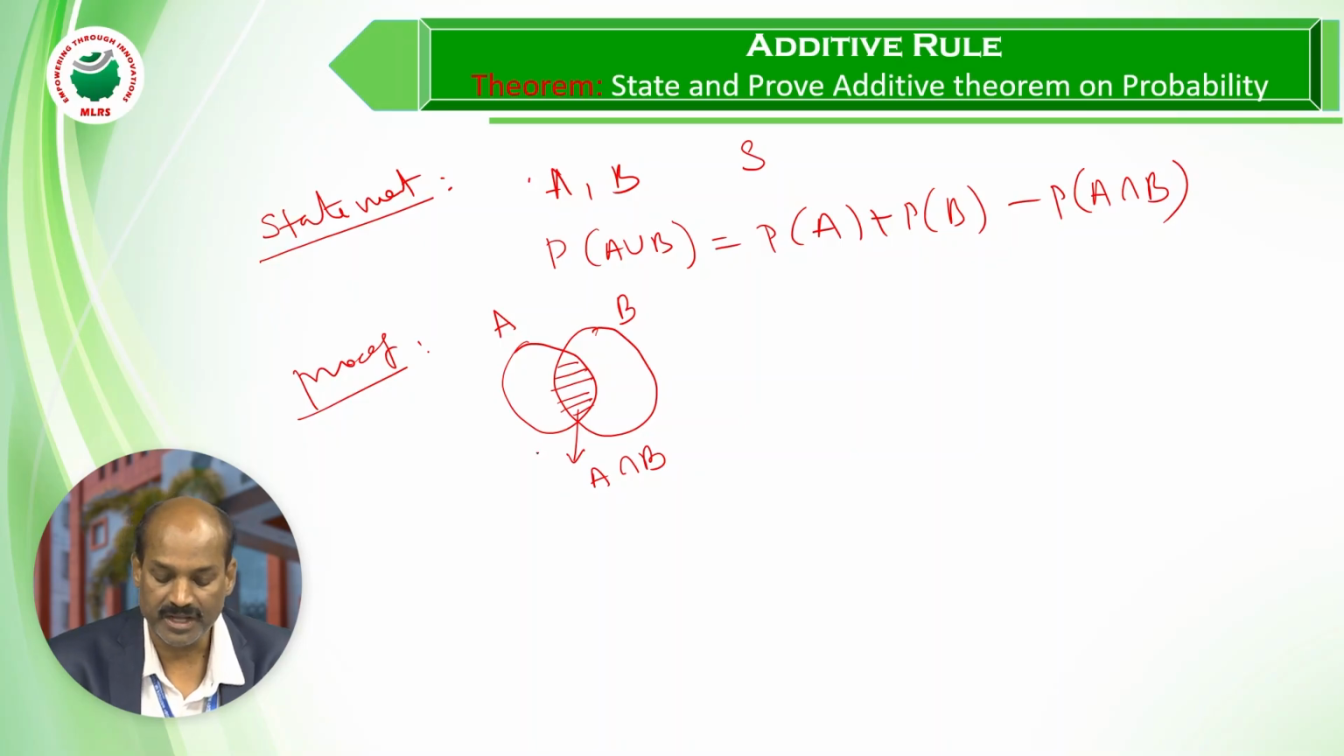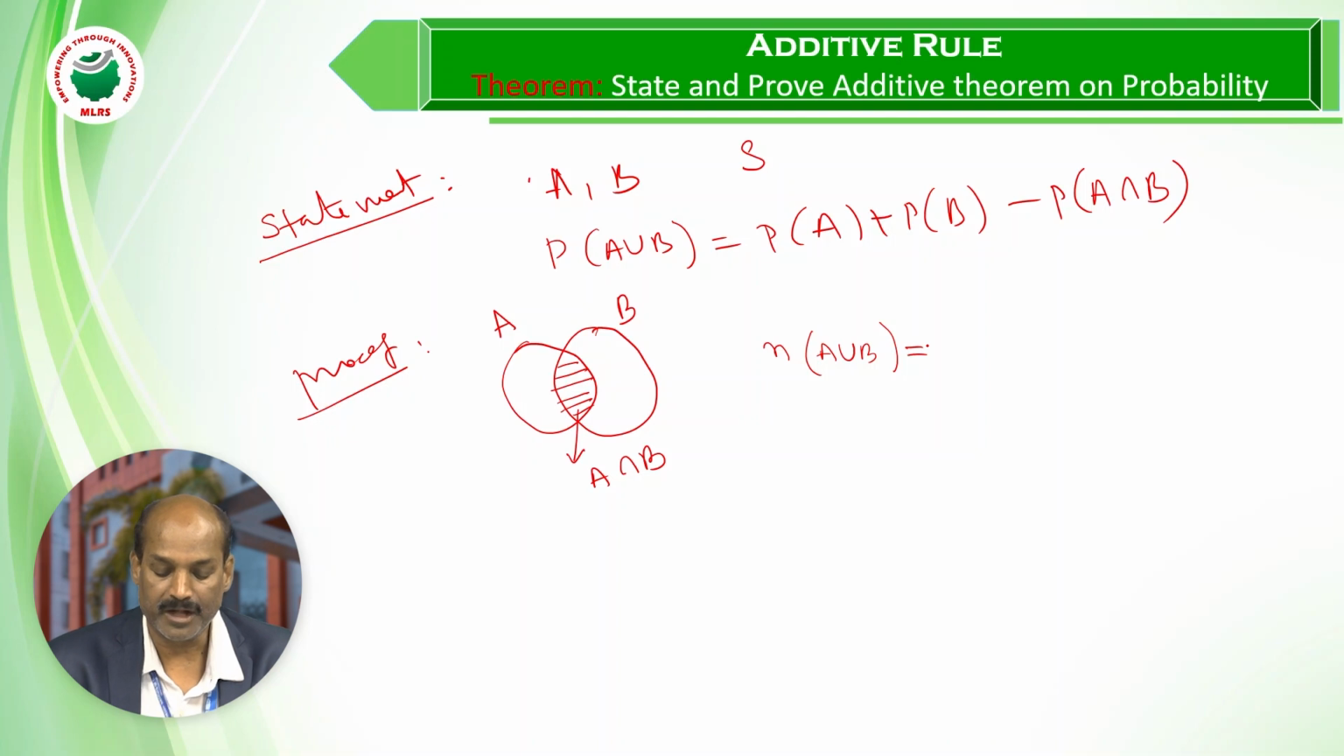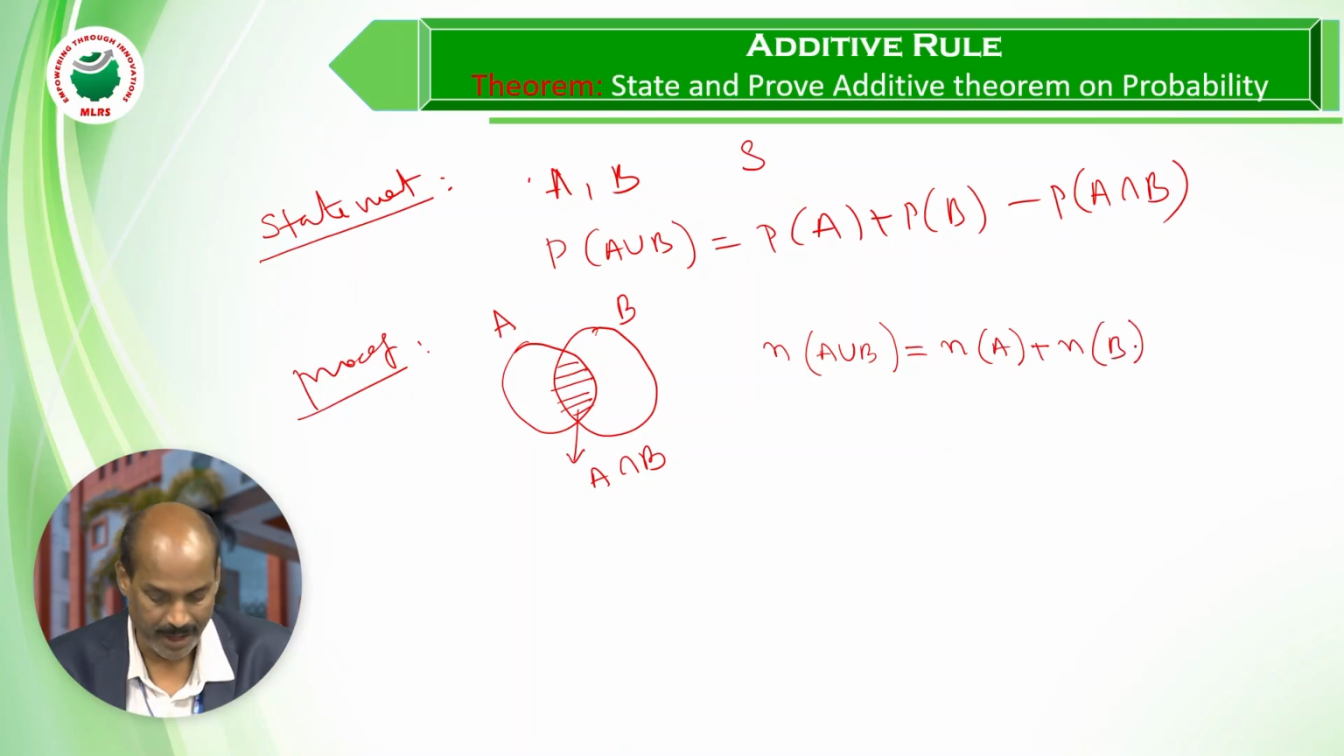Now from this Venn diagram we can write that the number of A union B equals, here number means this area and this area plus this area also, all together. Number of A union B is equal to the number of elements in A plus the number of elements in B.